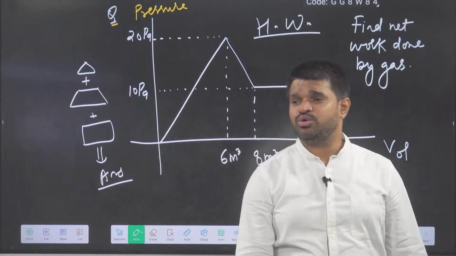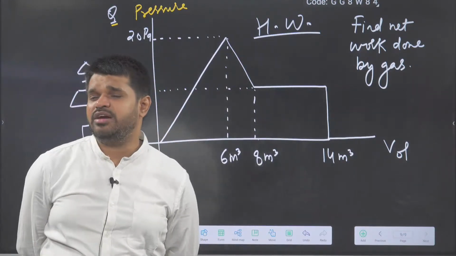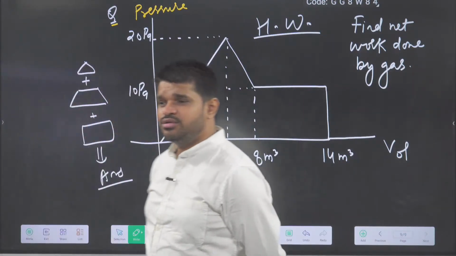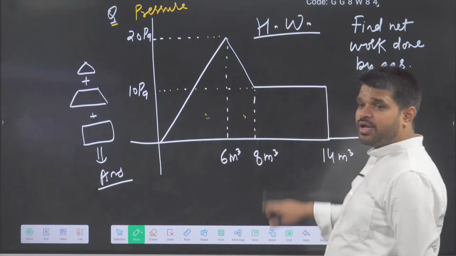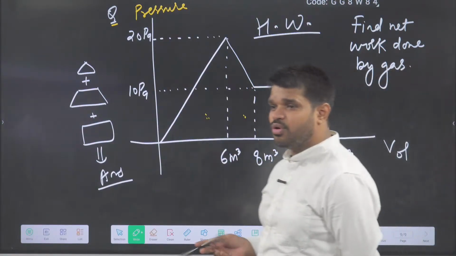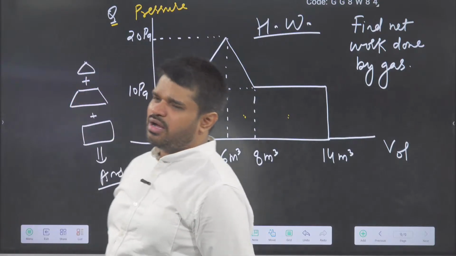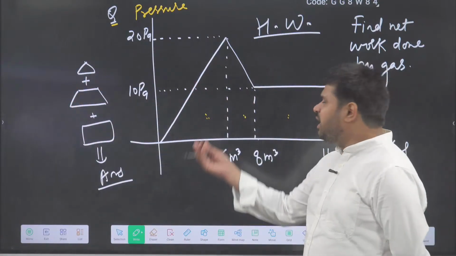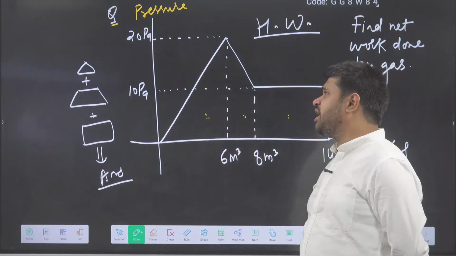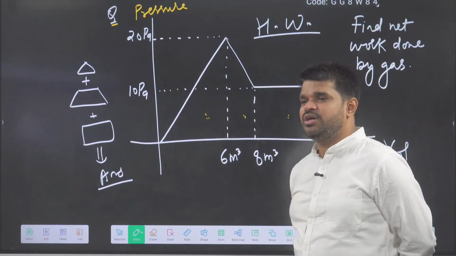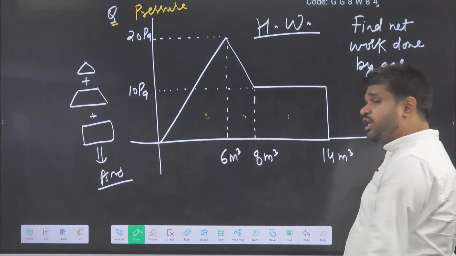This is a homework question. Many people have said 150, so I might assume that 150 might be the correct answer. So triangle, trapezium, rectangle. Some people are saying 50. No, 50 is not correct. The area of the triangle itself is more than 50, so the answer cannot be 50. Okay, let's continue.